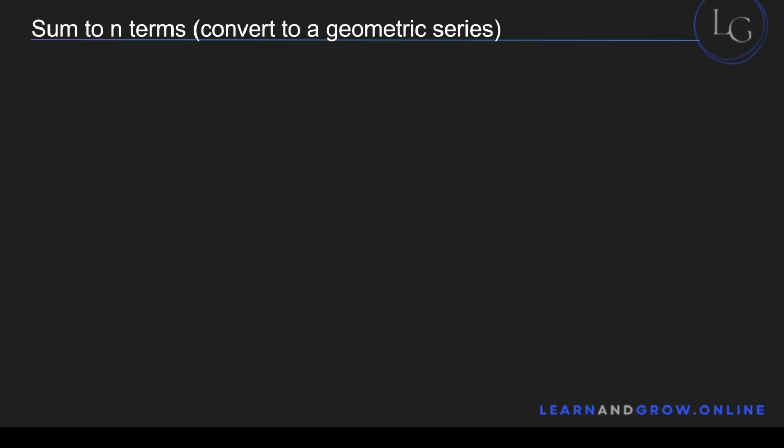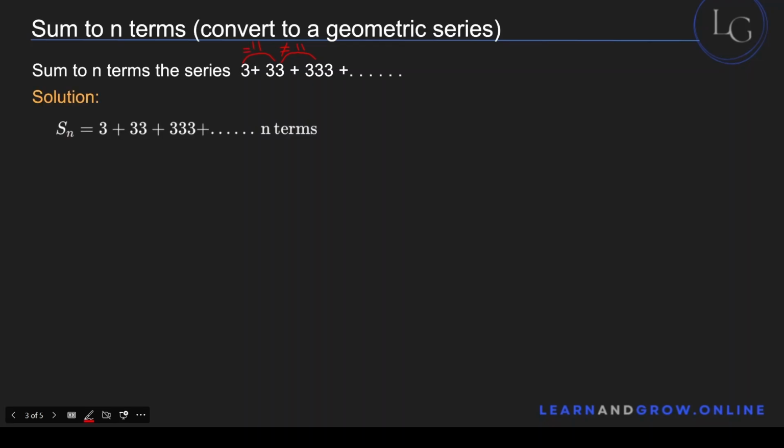Now, we have to find the sum to n terms by converting a non-geometric series into a geometric series. So, the sum to n terms of this series. Now, what we have to do here is, you can see that this is not a geometric series because 33 divided by 3 is equal to 11, but 333 divided by 33 is not equal to 11. So, how do we approach this question? Well, we have to find the sum of n terms, so Sn, of this series.